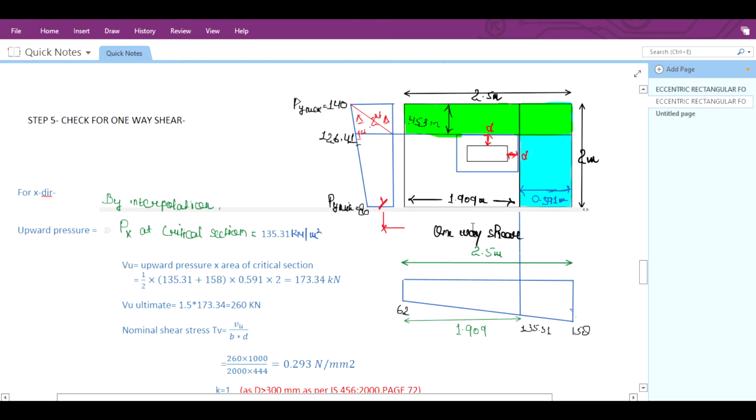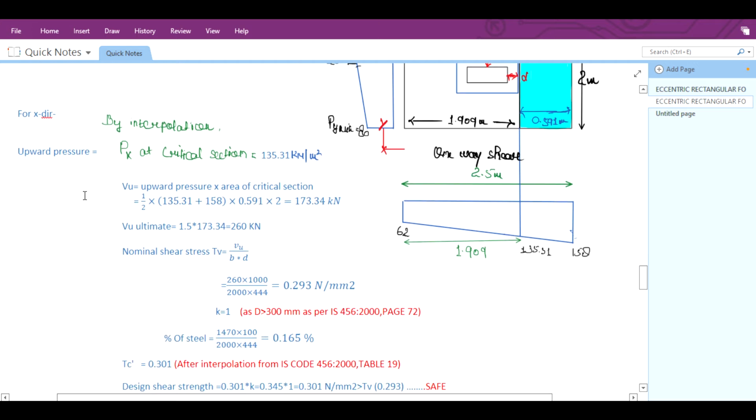This distance is 2.5 meter, and this will be calculated as 0.591. How it was defined: this will be half, and it will be at the center, that is 430 by 2. So you will come at the center, and after that you have to deduct this half and add the effective depth, so you get 0.591.